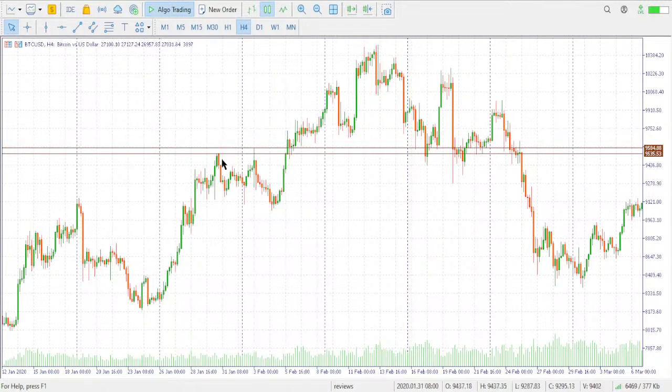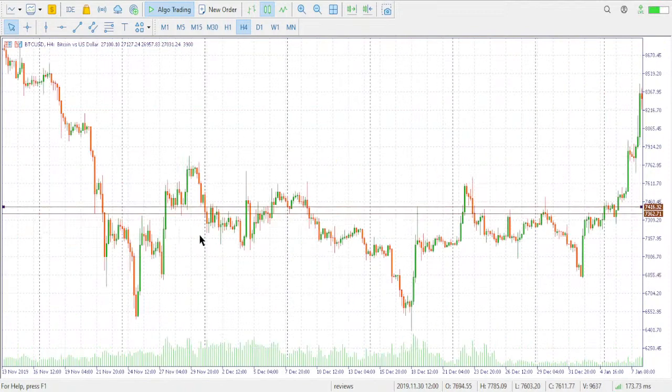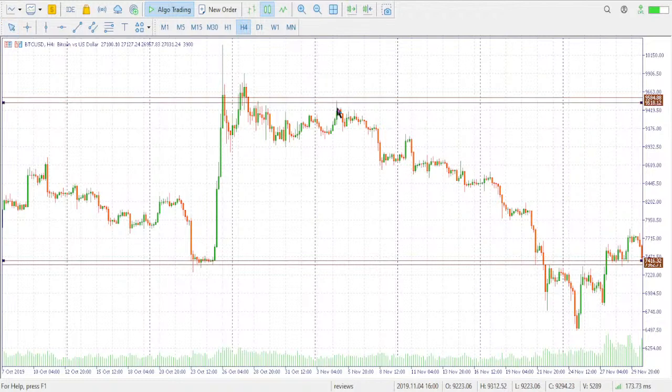So we have a resistance, we have a resistance, there is a break above, we have a support, and a good place to look for a buy from. And then you have another example here.